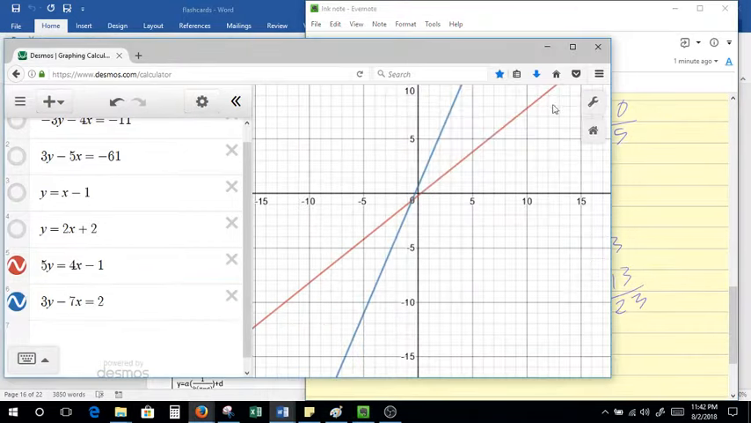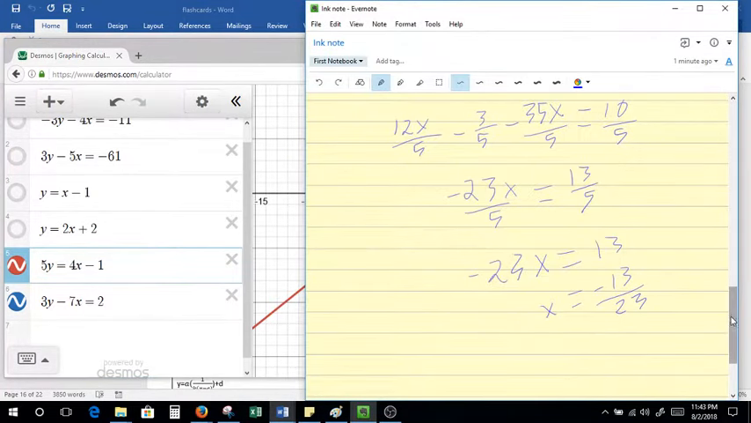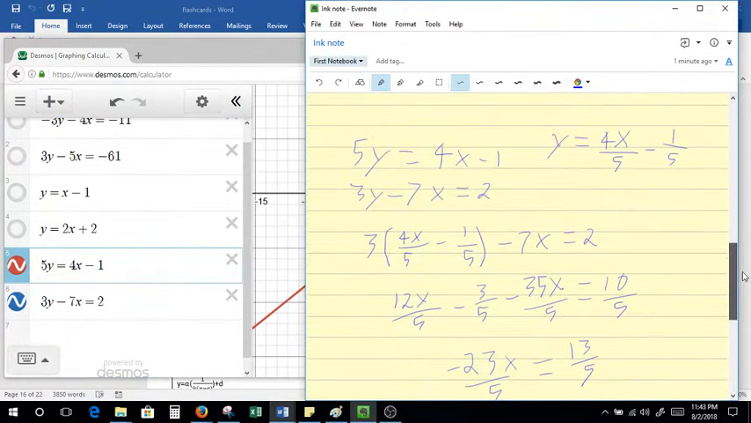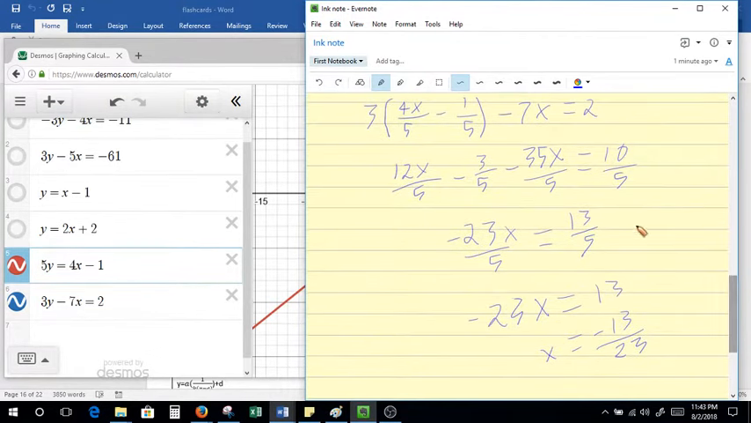So let's see if we can zoom in on this and actually see if that is true. So negative 13 over 23 is negative 565. Okay, so we found the right answer. Good. And then we could plug this back in for y as we've done in other problems. I'm not going to do that to save time. We've already seen how that's done.